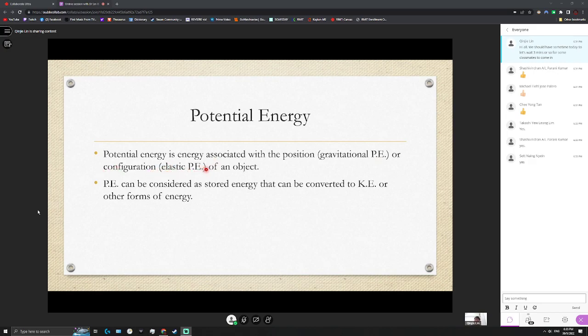Okay, so we have also briefly seen what elastic PE is already. Remember our springs, when you stretch the spring, you will have some energy, right? According to how much you stretch, which is the x that we were looking at. So that's already our elastic PE. We'll talk more about it in this topic. PE can be considered as stored energy that can be converted to KE or other forms of energy.